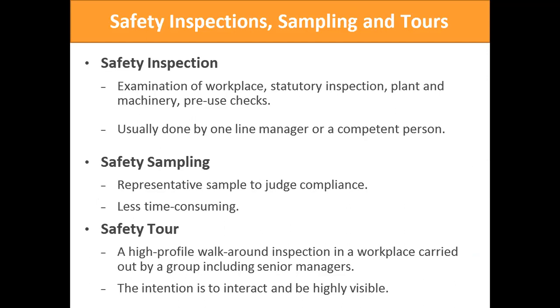What do we do in a safety inspection? Safety inspection, safety sampling, and safety tours are examinations of the workplace. We will examine the workplace. Statutory inspection also comes in this category. We check the plant and machinery before starting the work. Pre-use checks are done before starting the plant or machinery. We check first, and after the checking we start the plant, machinery or activity.